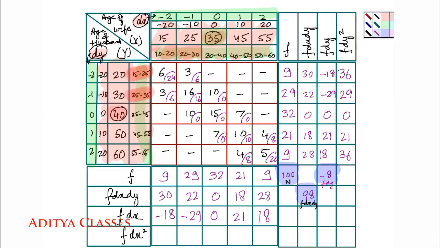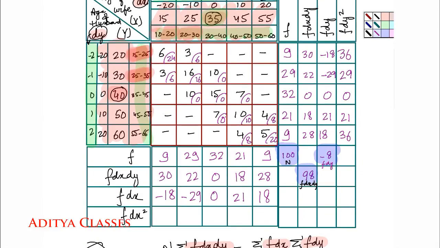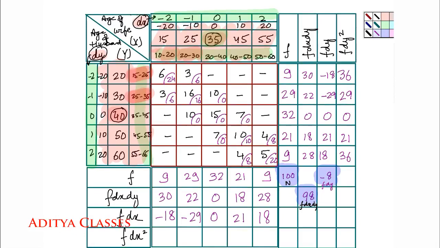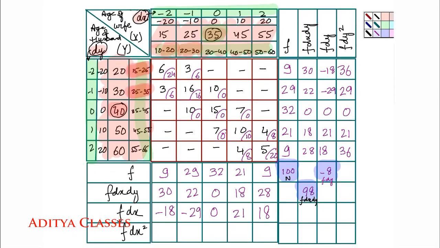Now can I go ahead and find out values of f dx square? We'll pick a shortcut this time. f dx multiplied by dx. Minus 18 multiplied by minus 2, 36. Minus 29 multiplied by minus 1, 29. 0 multiplied by 0, 0. 21 multiplied by 1, 21. And last one would be 18 multiplied by 2, 36. So you can go in this fashion, or you can go in the conventional way, that is squaring the dx and multiplying it to f.